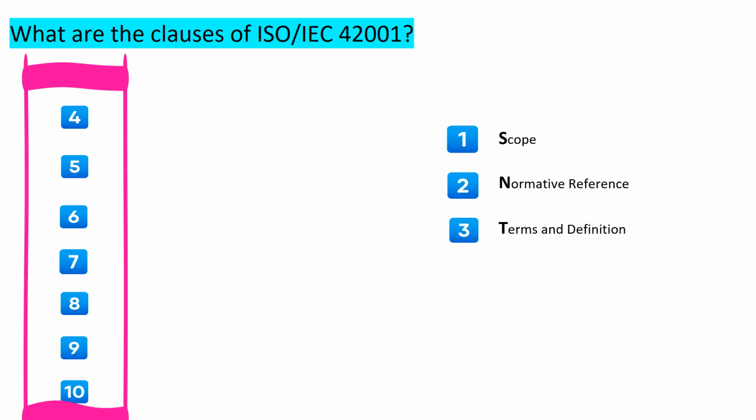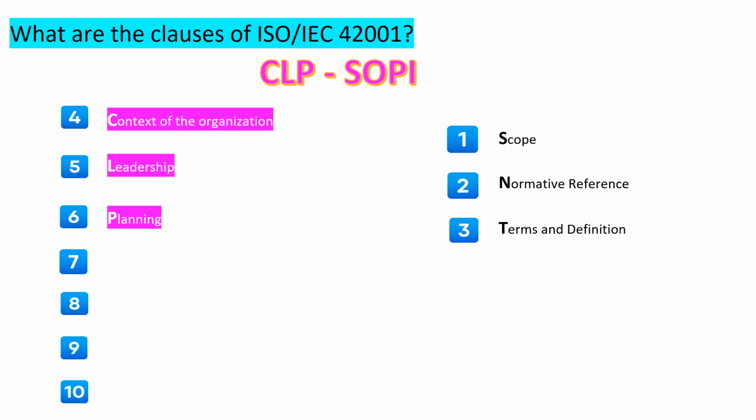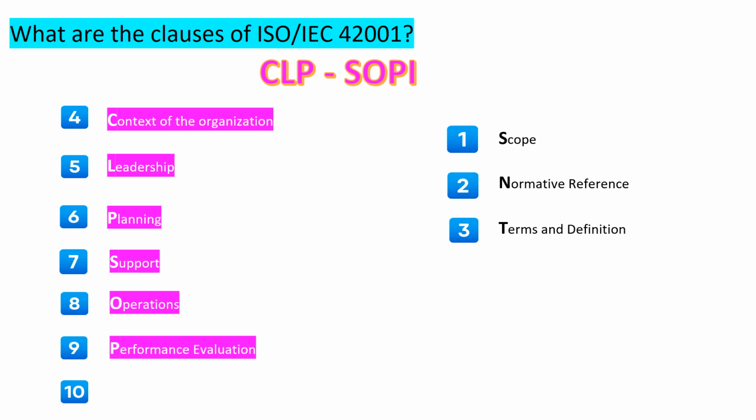I generally remember this with the abbreviation CLP SOPI. CLP SOPI. So C here stands for context of the organization, L for leadership, P for planning, S for support, O for operations, the second P is for performance evaluation, and the last I is for improvement. Let us now quickly discuss what is the requirement of each clause.